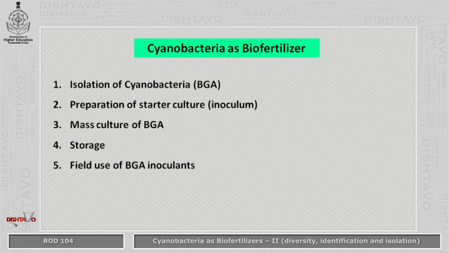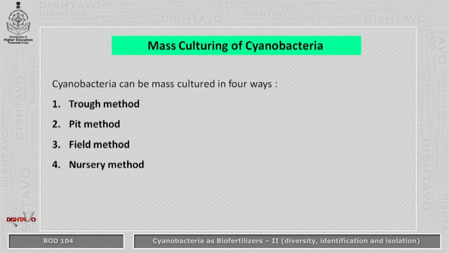Now, further, once the starter culture is ready, the next step is mass culturing of cyanobacteria. Here we are going to study in detail the mass culturing methods of cyanobacteria, which include the trough method, pit method, field method and the nursery method.